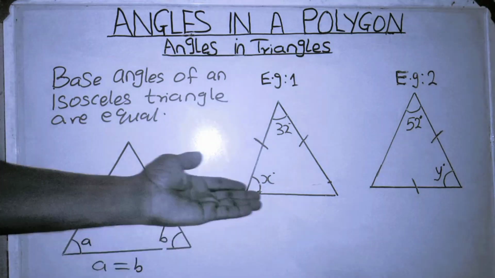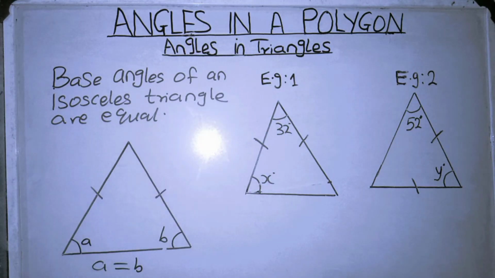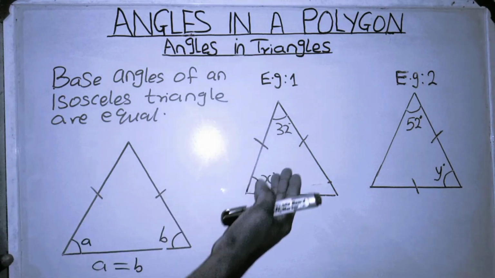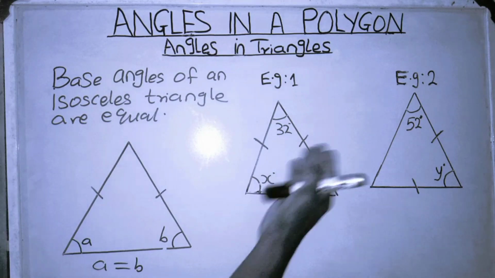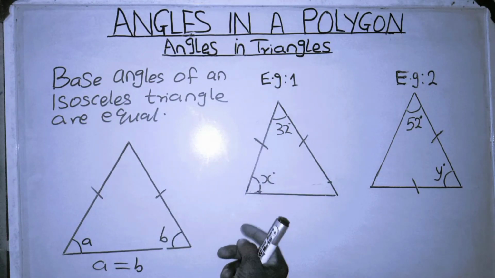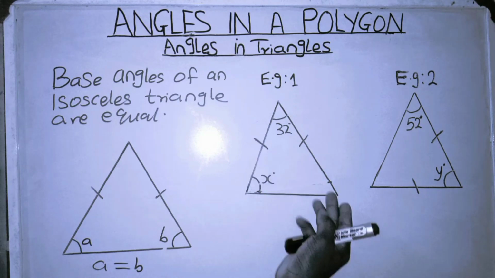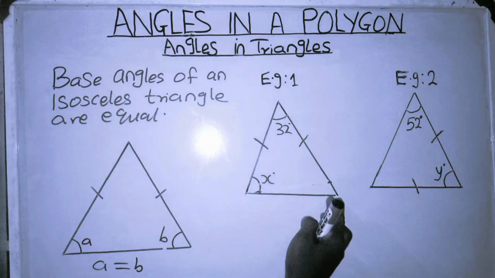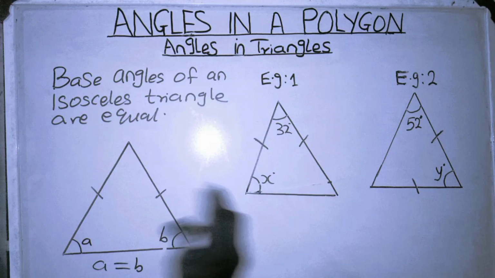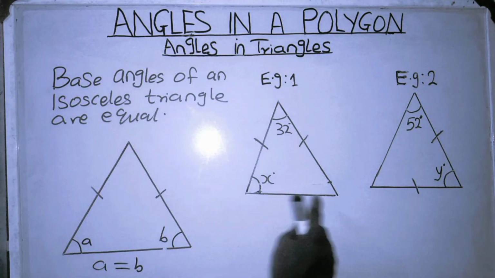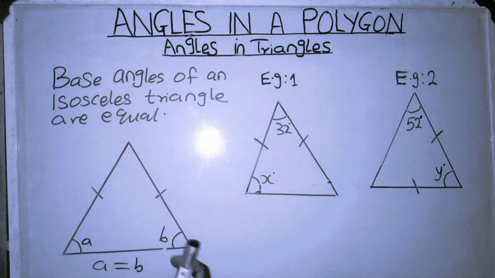So let's use the same idea to solve questions on these two examples. Now, looking at this, these are also a perfect indicator of an isosceles triangle. As you can see here, this side and this side are equal. That is to say, these two angles must be what? The base angles. And we said that the base angles of an isosceles triangle are equal.